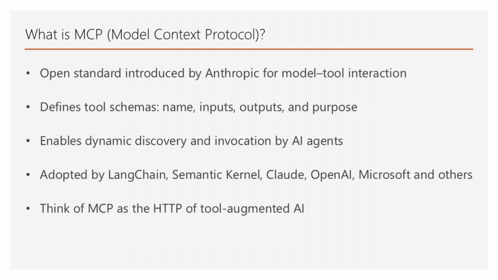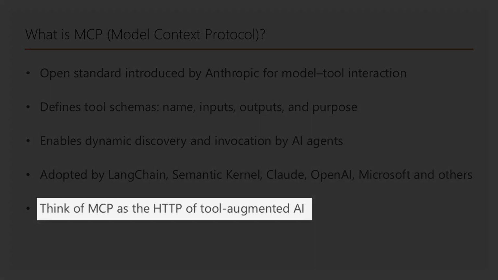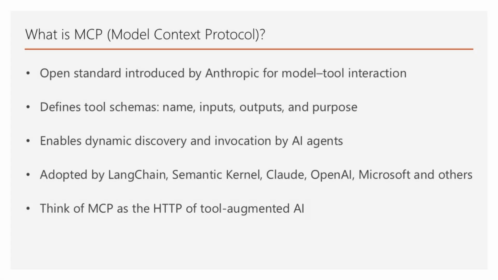And here's the big picture. MCP is to AI agents what HTTP is to the web. Just like HTTP enabled any browser to talk to any website, MCP enables any model to talk to any tool, predictably, dynamically, and at scale. It's already supported across the ecosystem. LangChain, Semantic Kernel, Claude, OpenAI agents, Microsoft, and others are using MCP to build interoperable, tool-aware AI systems.